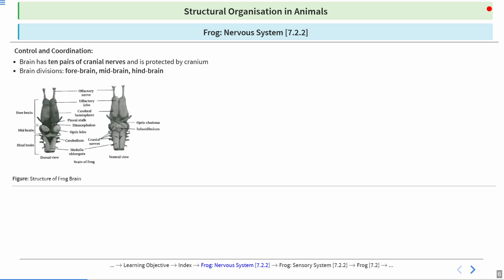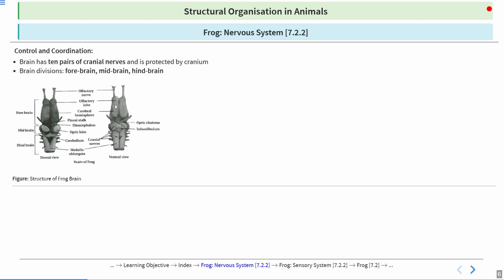Now, coming to the hindbrain, what are there? There is cerebellum and medulla oblongata. So this is showing the dorsal view. Now, if you see the ventral view, you can see the olfactory lobe here. The olfactory lobe is here, and olfactory nerves originate from this lobe part.